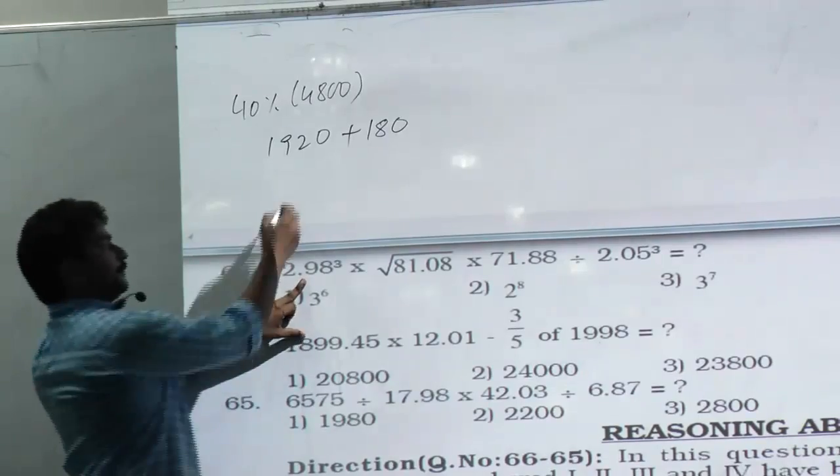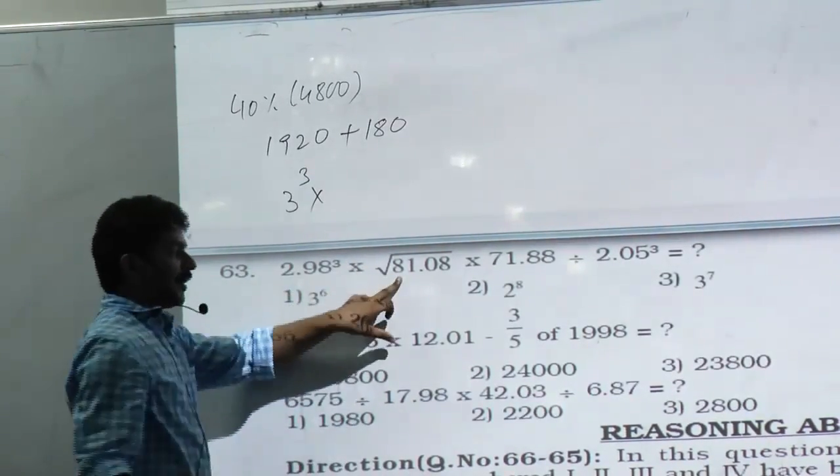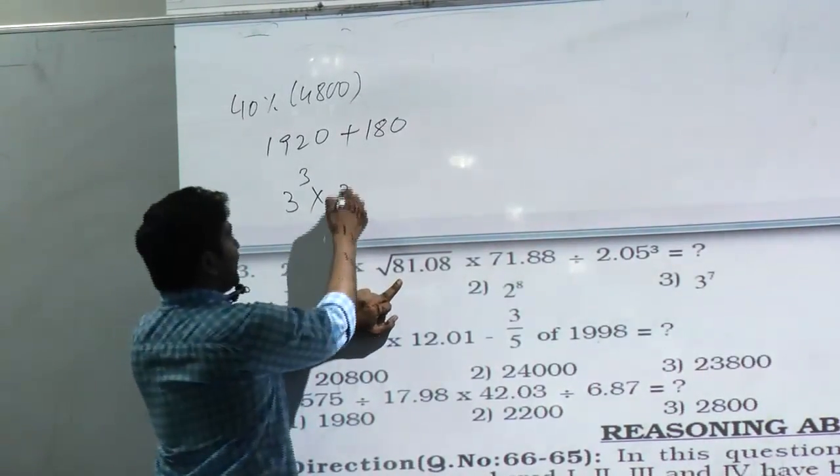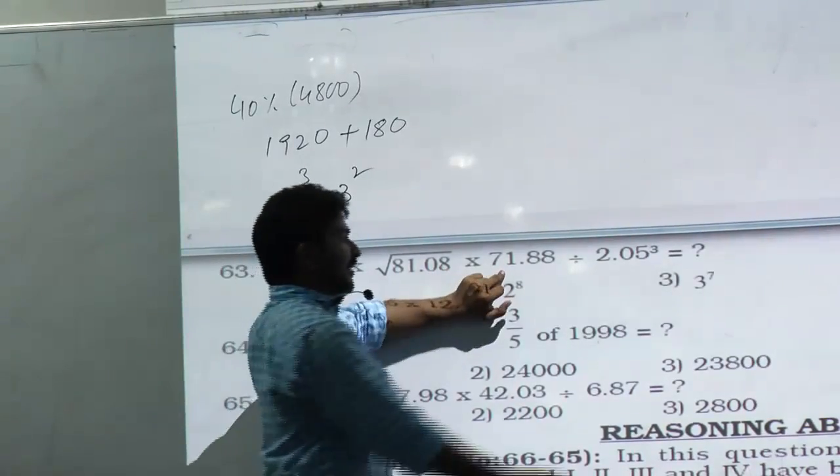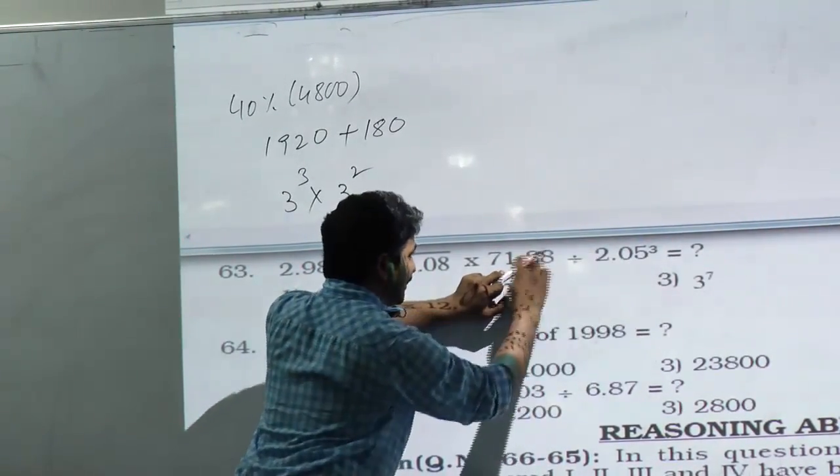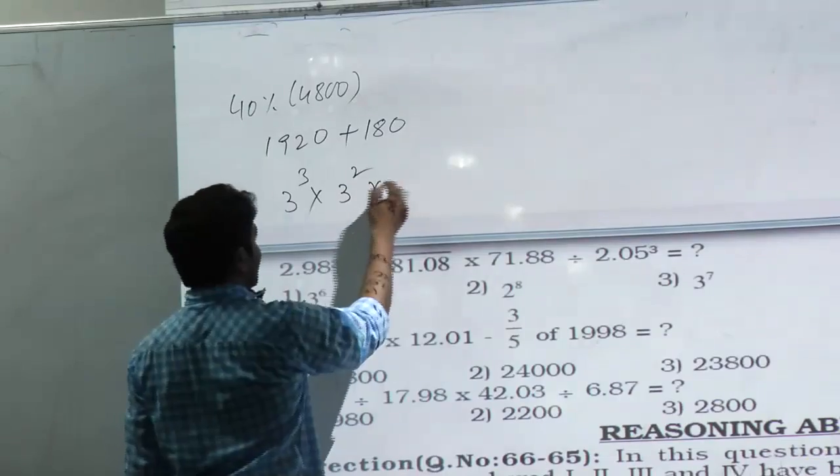This is 3 cube. Under root 81, 9. 9 can be written as 3 square. 72 divided by 2 cube, 8. 72 by 8, 9. 9 is again 3 square.